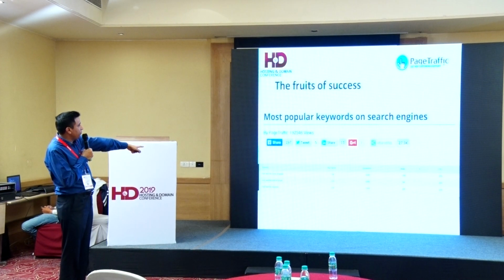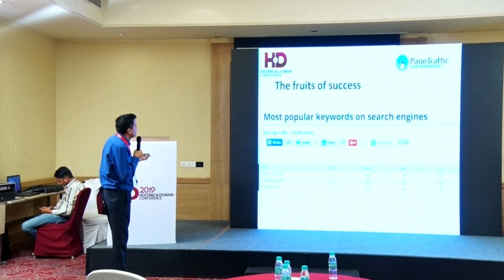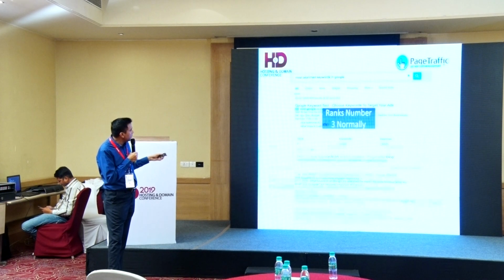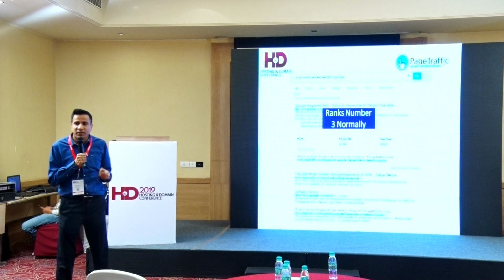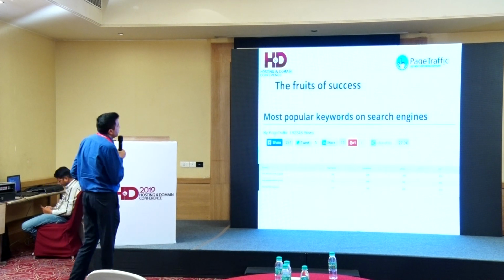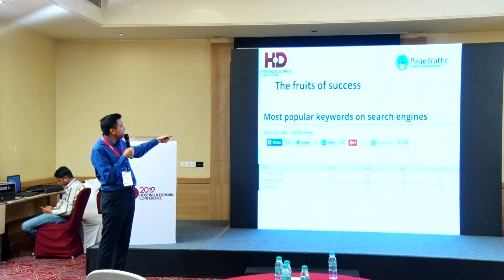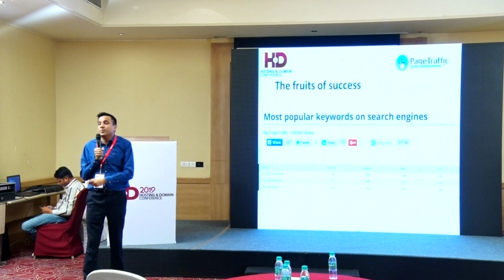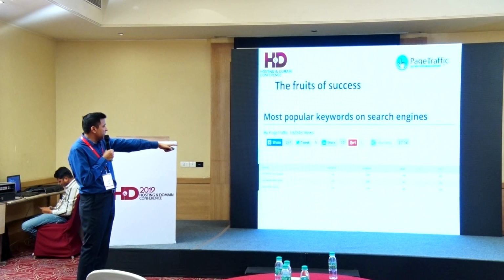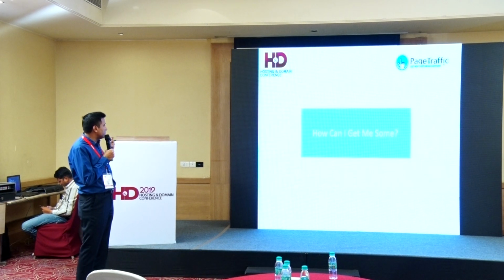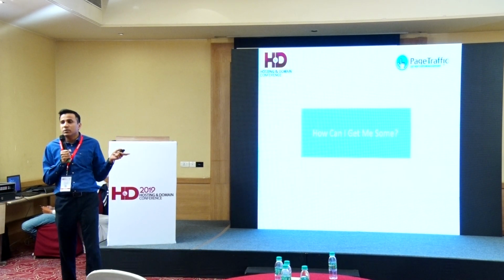How do I get traffic for this? So this post which I was talking about, most popular keywords on search engines on our blog, I'm just sharing the kind of results we have. This is it. This is an old result, it would have increased. 92,000 people have visited this page. And look at the average positions and the impressions. Just a brief look, you also can get this.